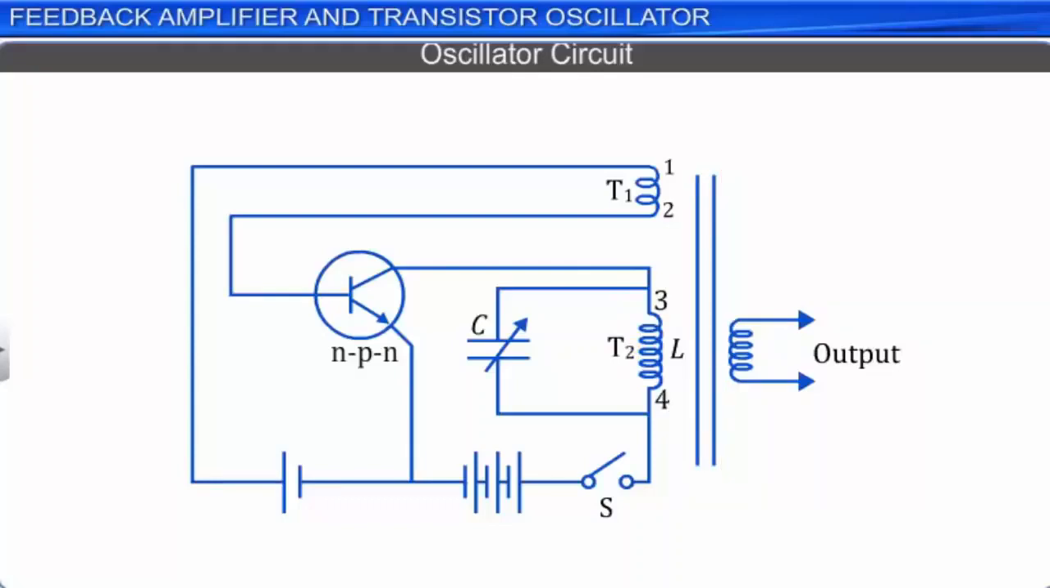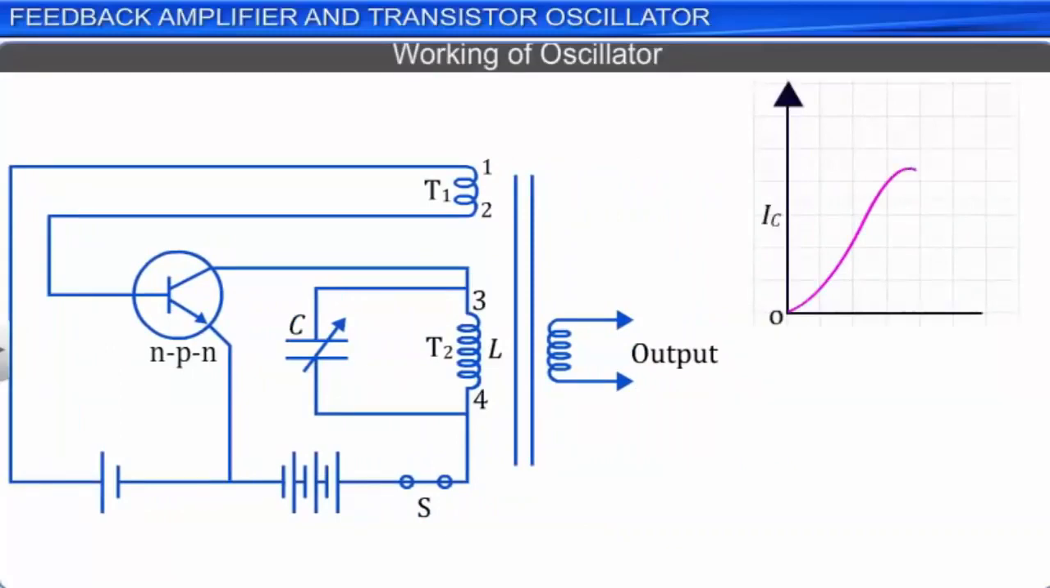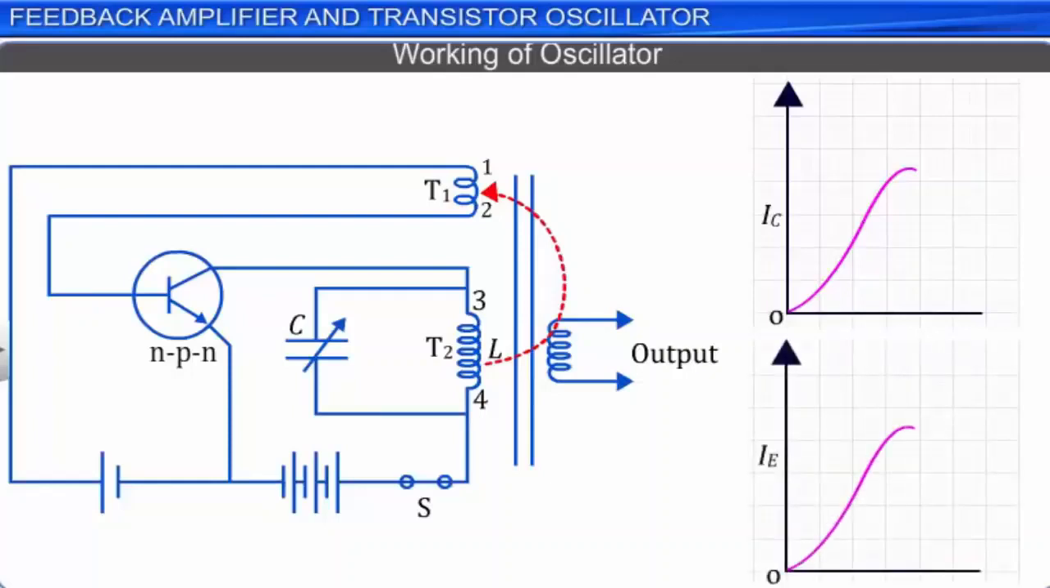The output circuit also contains a switch S. When the switch is open, the transistor cannot conduct and is in the cutoff state. When the switch S is closed, the collector current rises from 0 to a peak value as shown in the graph. As the collector current rises in coil T2, it induces a current in coil T1. Due to this inductance or positive feedback from coil T2 to coil T1, the emitter current also rises to a peak value as shown in the graph.